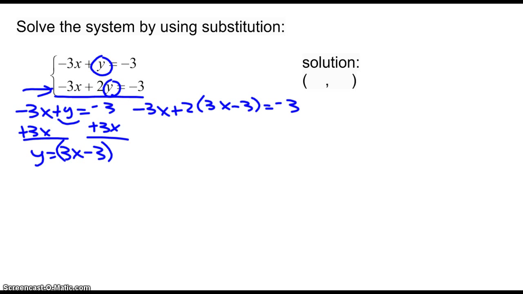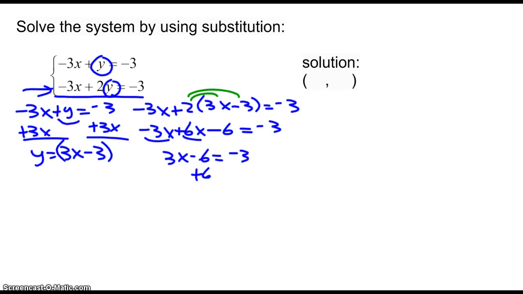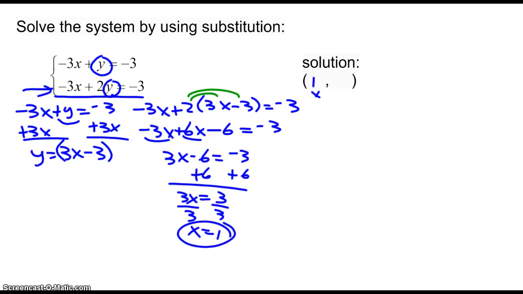In this case, it looks like I better do a distribution step first. So I've got negative 3x plus 6x minus 6 equals negative 3, and then I can combine like terms here and get 3x minus 6 equals negative 3, and then if I add 6 to both sides, I'm going to get 3x equals 3, and if I divide both sides by 3, I'll get x equals 1. And that means that the x part of the solution is a 1.